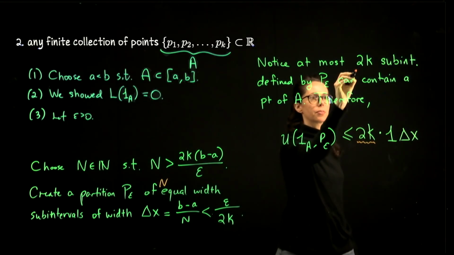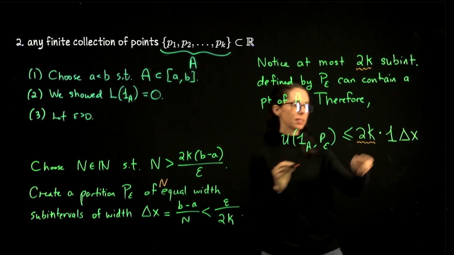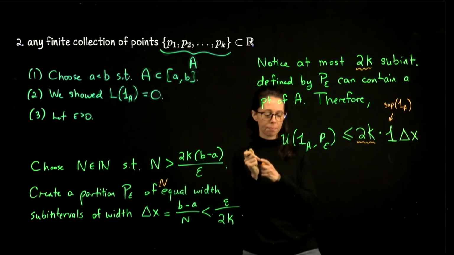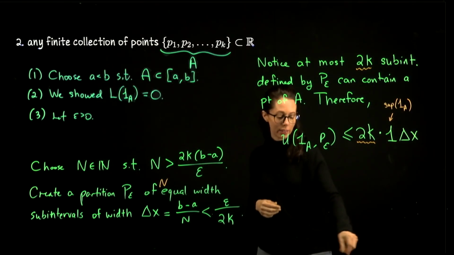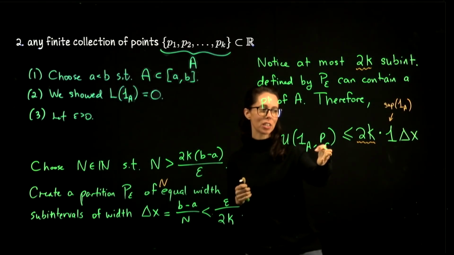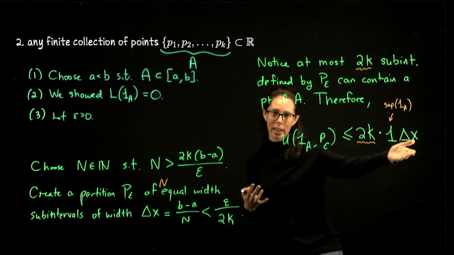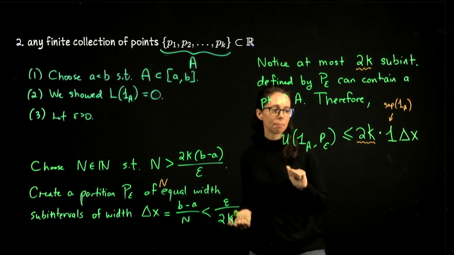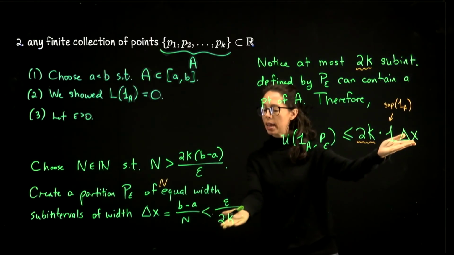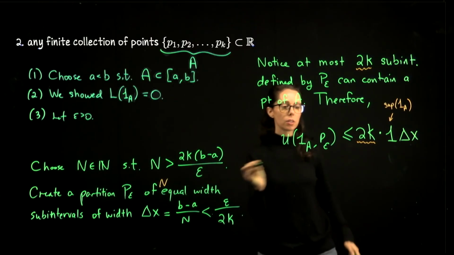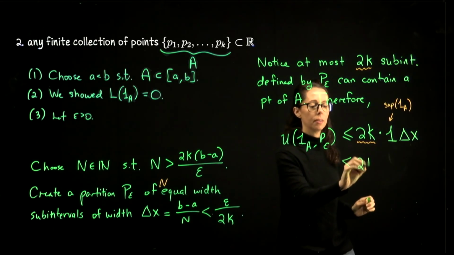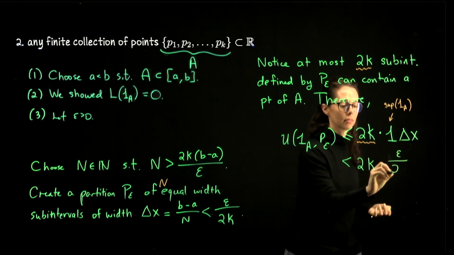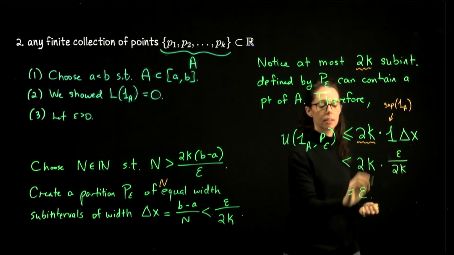Let me point out what everything is. This 2k comes from this observation, and then this is the sup of the characteristic function times the width. Okay, so when we write out the upper sum of the characteristic function with respect to this partition, every single expression is either going to be 1 delta x or 0 delta x. Don't worry about the zeros. How many times could you have a 1? At most 2k times. But now we can take delta x and go up in size by replacing it with this upper bound for delta x. So let's say strictly less than 2k times 1 times epsilon divided by 2k. And that, of course, is epsilon.